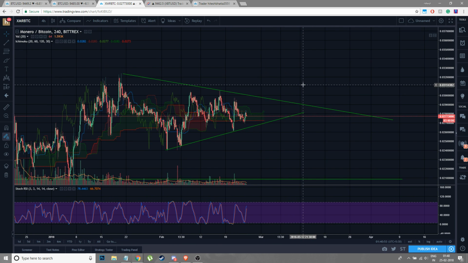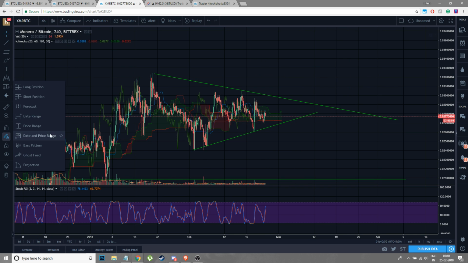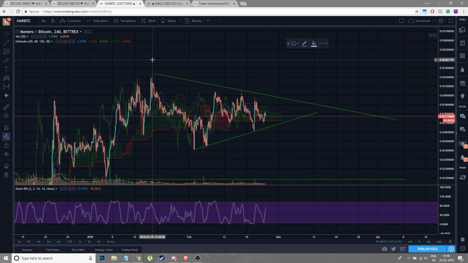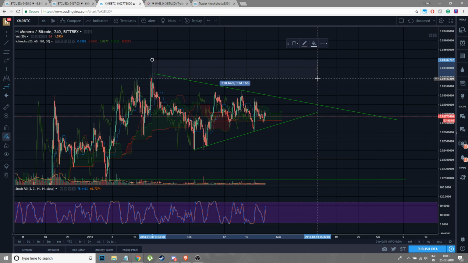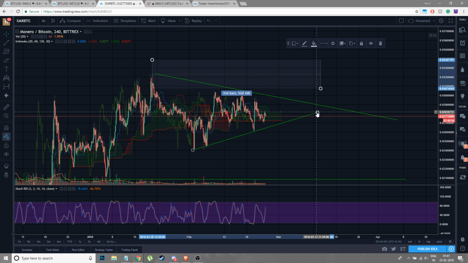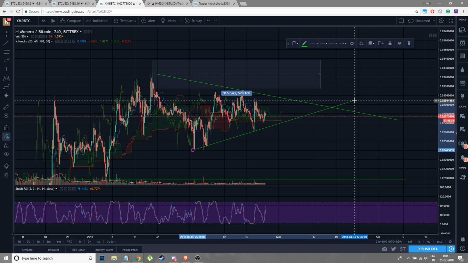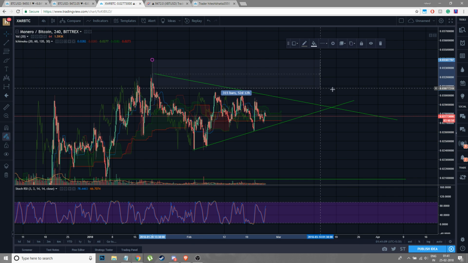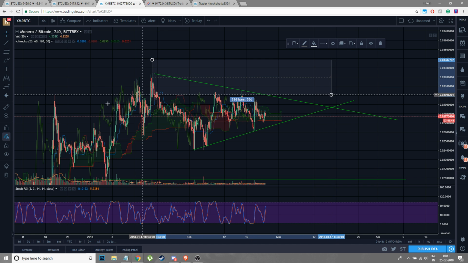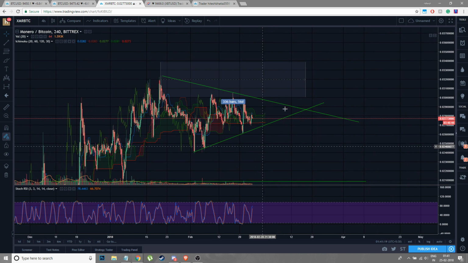How do you measure when something is going to break down, right? The first thing that you have to do is plot the entire move, as in from the starting of the triangle to the apex. I'm going to extend this a tad bit. Cool. It's 336 bars or 56 days. That's how much time it took to make this symmetric triangle, right?